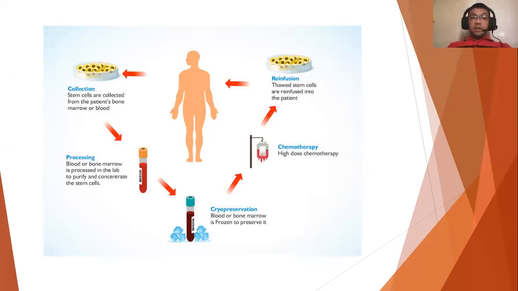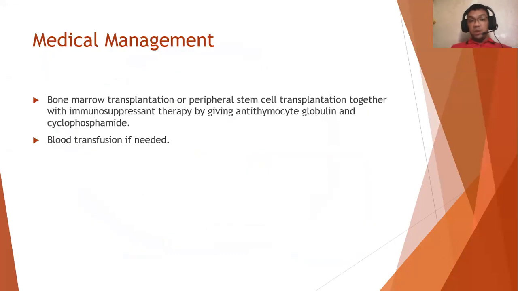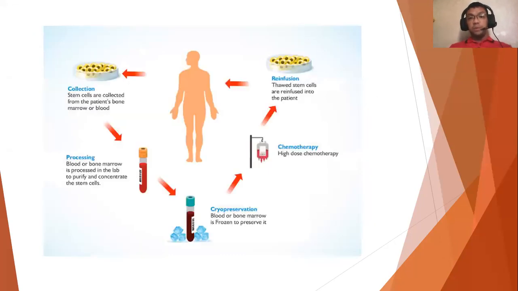Stem cells are collected from the patient's bone marrow or blood. The blood or bone marrow is processed in the lab to purify and concentrate the stem cells. Blood or bone marrow is frozen in order for it to be preserved, and high dose chemotherapy, the ones I've mentioned, like cyclophosphamide, will be given. The thawed stem cells are reinfused back into the patient.